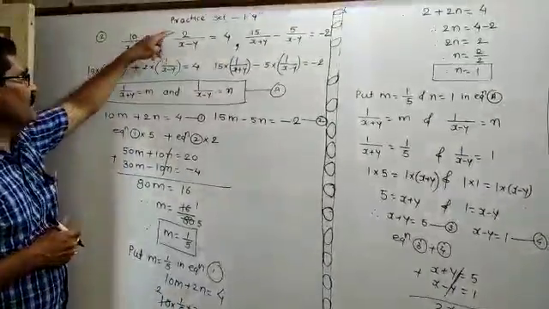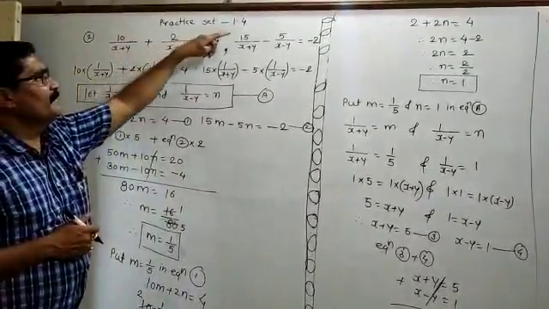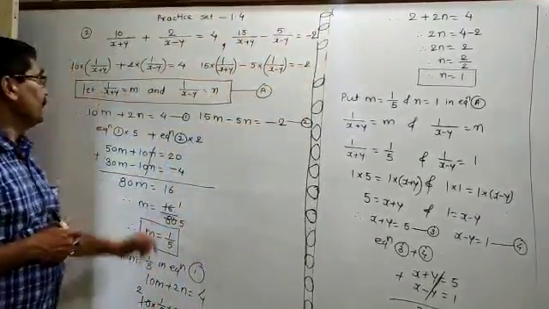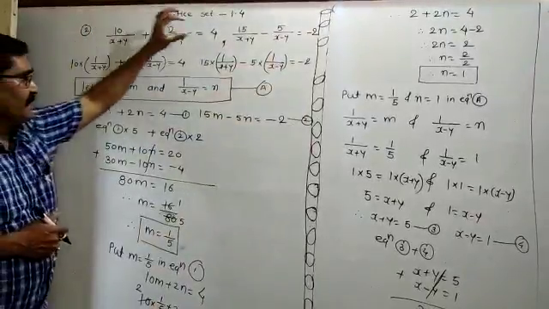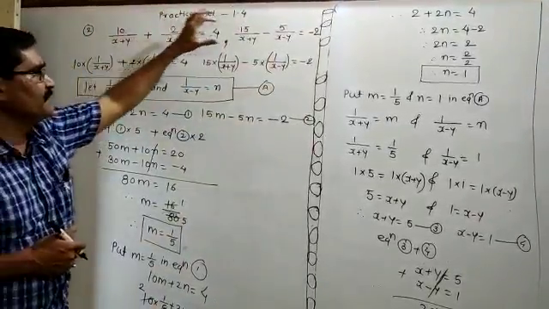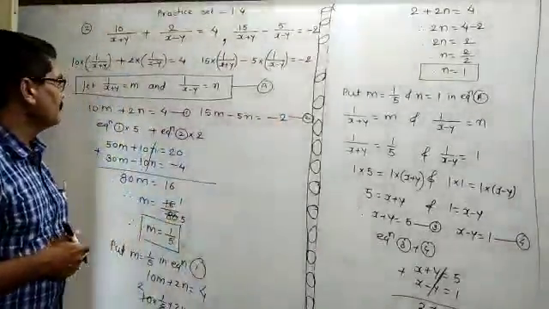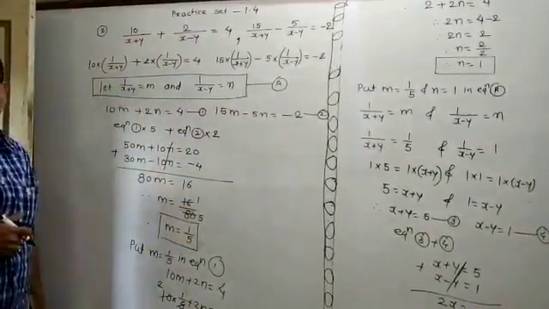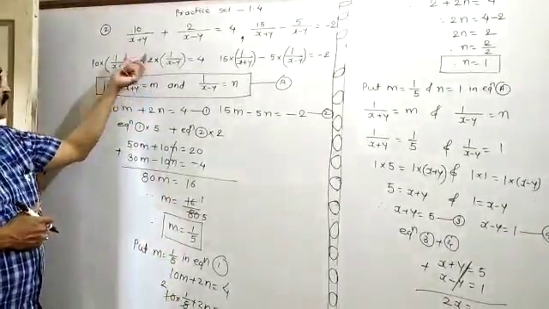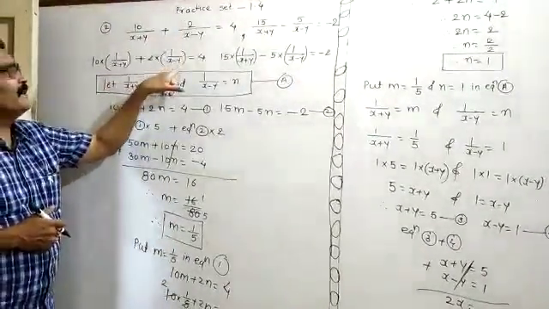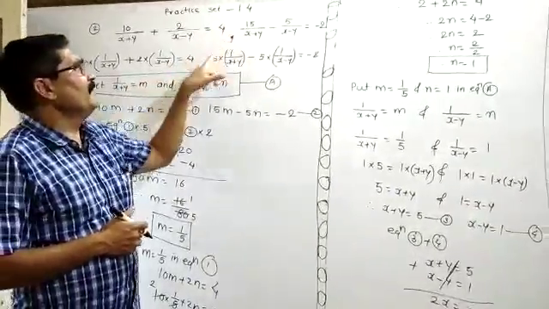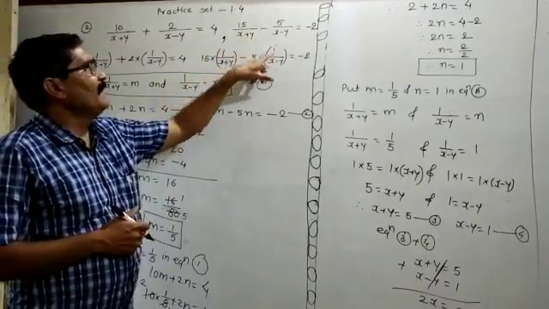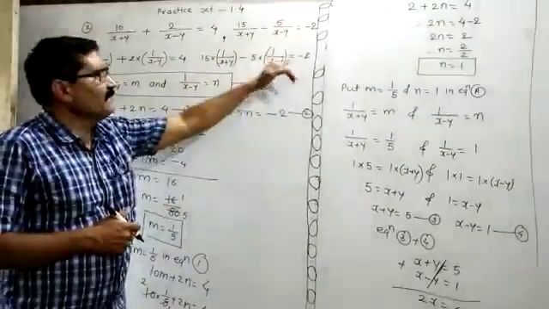10 upon x plus y plus 2 upon x minus y is equal to 4, and 15 upon x plus y minus 5 upon x minus y is equal to minus 2. Here you will write 10 upon x plus y as 10 multiplied by 1 upon x plus y, plus 2 multiplied by 1 upon x minus y is equal to 4. And 15 multiplied by 1 upon x plus y minus 5 multiplied by 1 upon x minus y is equal to minus 2.